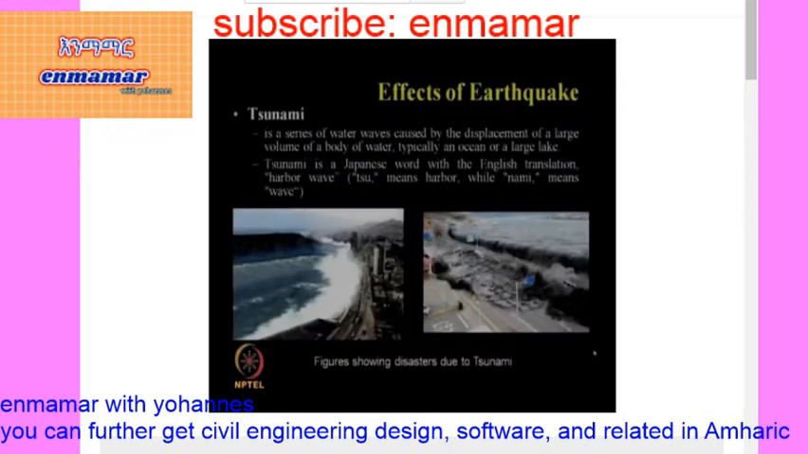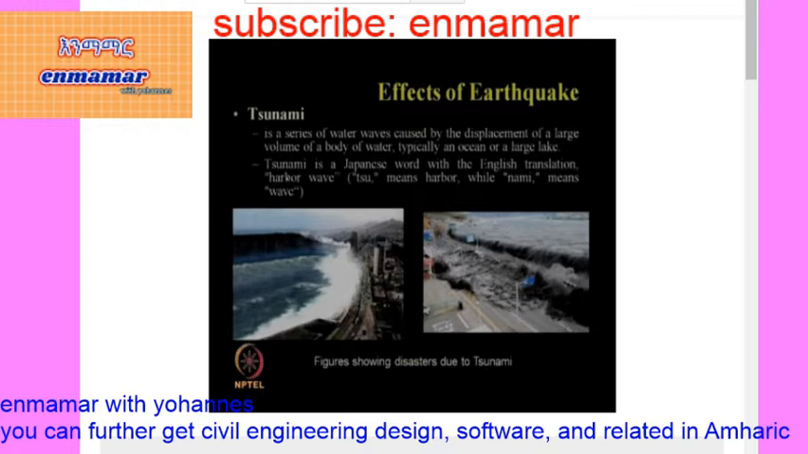Now another effect of earthquake can be named as tsunami. So what is tsunami? Let us first understand this word. This picture shows the disaster of a tsunami. It is a series of water waves caused by the displacement of a large volume of a body of water, typically in an ocean or in a large lake. So it occurs in a large water body, either an ocean or sea or a very large lake.